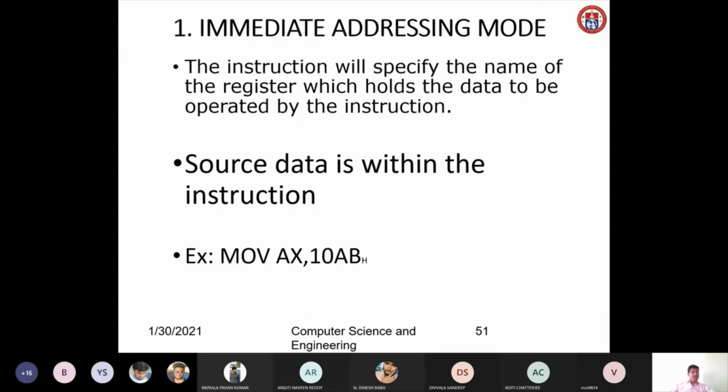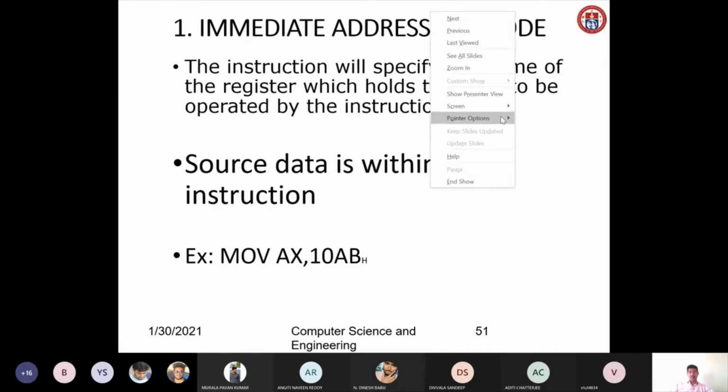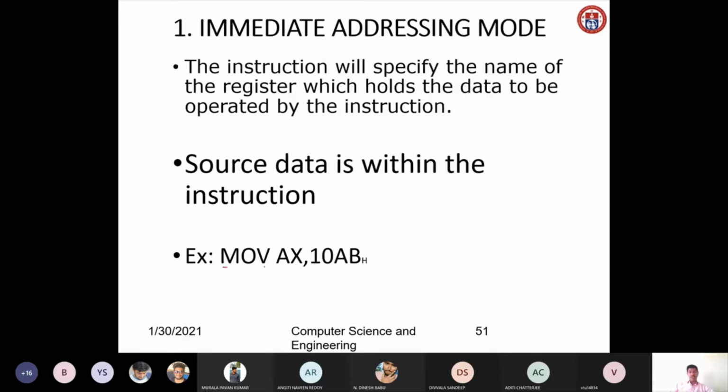As I told, what is meant by addressing mode is the way in which operands are specified in the instruction. That is called addressing mode. Now when you look at this example, this is your opcode, and these are your operands. There are two operands here: AX, comma, 10AB. Can anybody tell what is AX here?